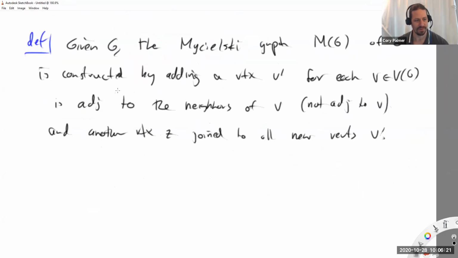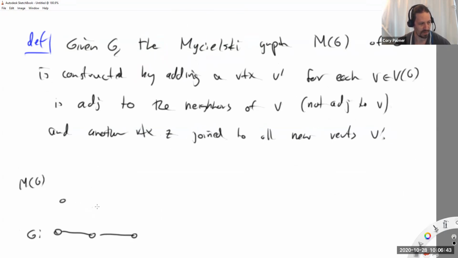So if I give a graph, I'm going to add one vertex for every existing vertex, join it up to this, basically copy each vertex. And then I'm going to add an additional vertex Z that's joined to all these new vertices. Okay, so say my graph G is just a very simple path here, right? So this is G. Then M of G looks as follows.